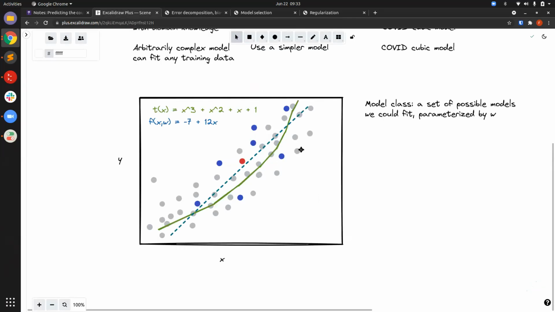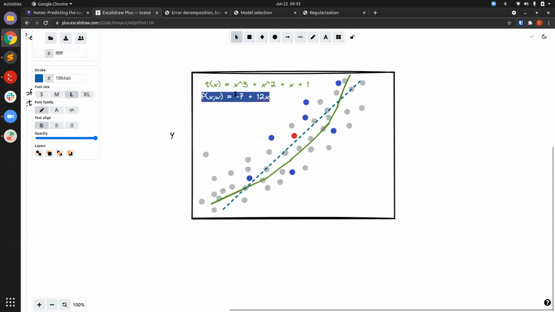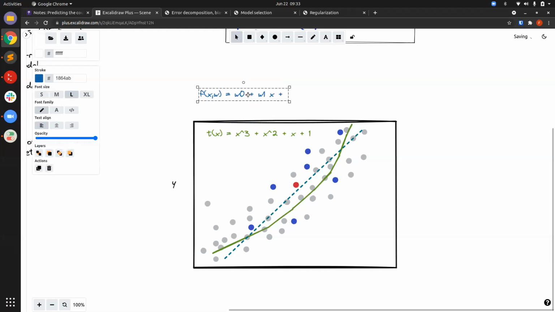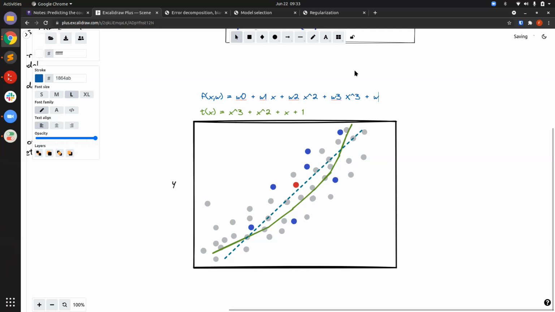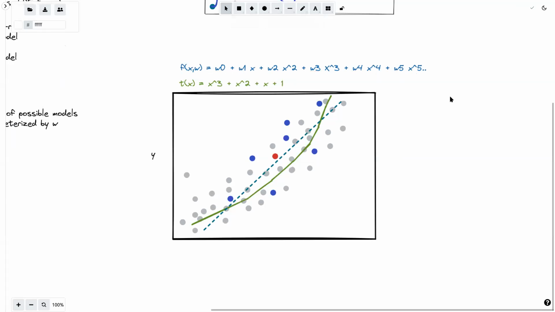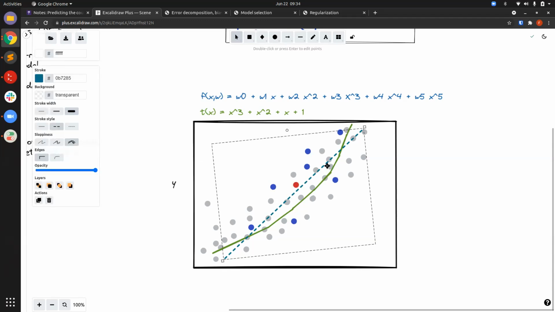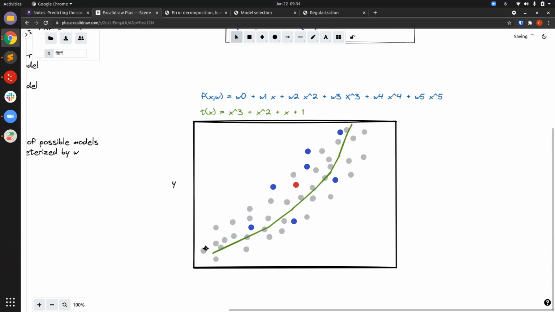Now, what would happen if we used a model class that's too complex? Let's take this example. Okay. And let's say we used a model class that was W0 plus W1 plus W2, and I'm going to put the functions out here, actually. Let's say we assume a 5-dimensional polynomial model class. Okay, is this a bad thing? Let me get rid of some of these random points.